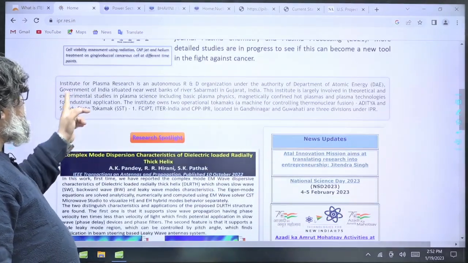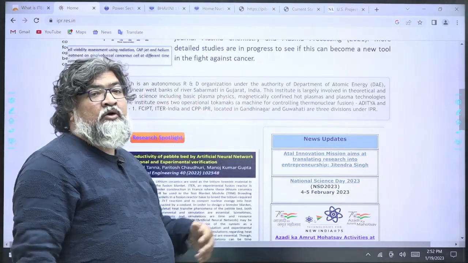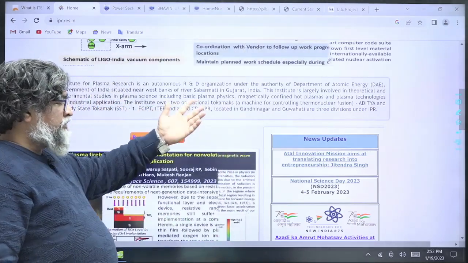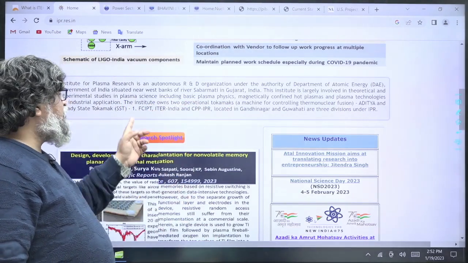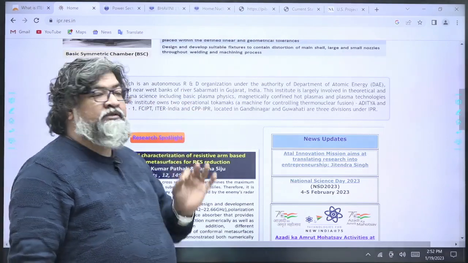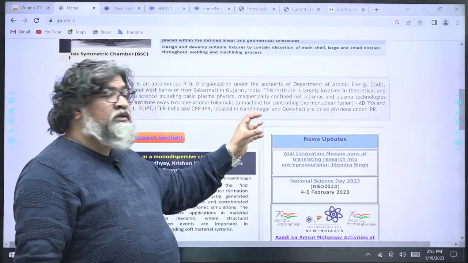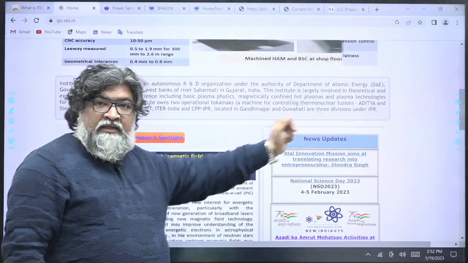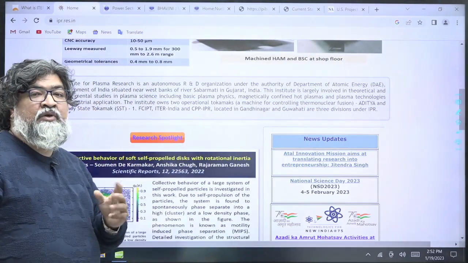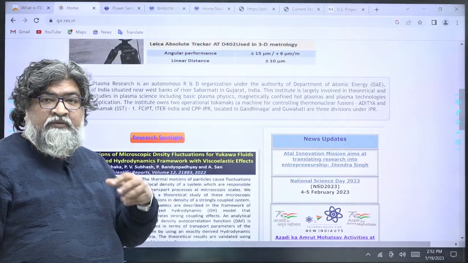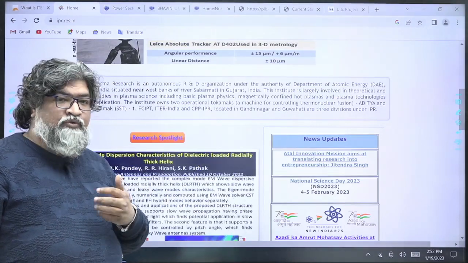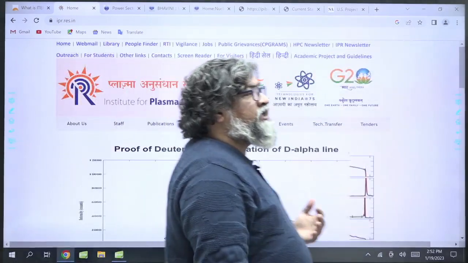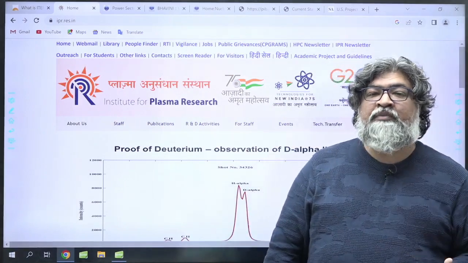And you'll find here, Institute for Plasma Research is an autonomous R&D organization under the authority of the Department of Atomic Energy, DAE. And what is mentioned here, it is located in Sabarmati, Gujarat, on the west bank of the river. Now see here, the institute owns two operational tokamaks. In the bracket is given: a machine for controlling thermonuclear fusion, Aditya, and steady state tokamak SST-1. Again, these are facts which you need to remember, and that could be part of the question in the exam, right?